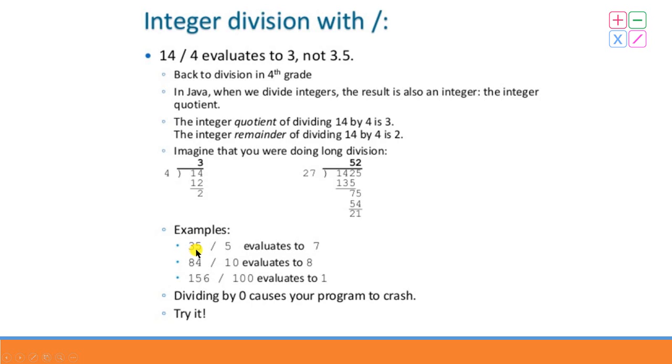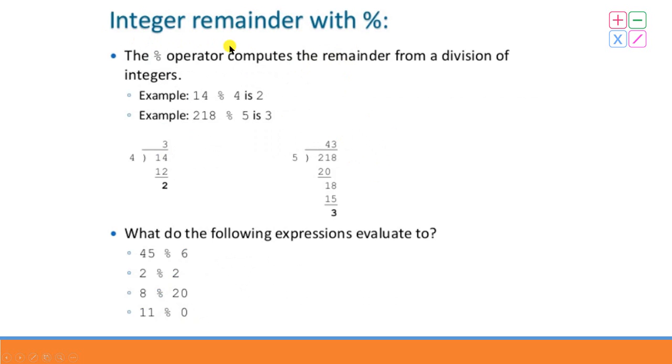So 35 divided by 5, that would become 7. 84 divided by 10, that would become 8, taking only the quotient part. And then 156 divided by 100, that would be 1. So this is how the integer division will work. And for the remainder part, 14 modulo 4 would be 2, because 14 divided by 4 is 3 and then remainder 2.